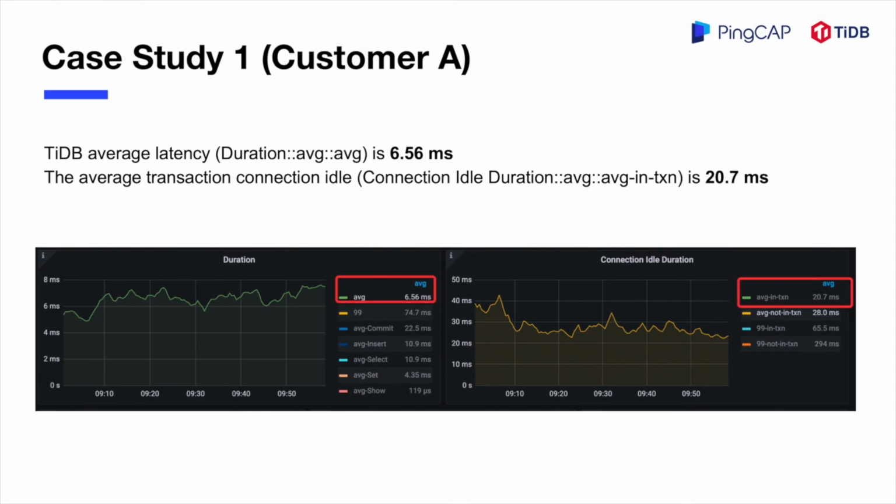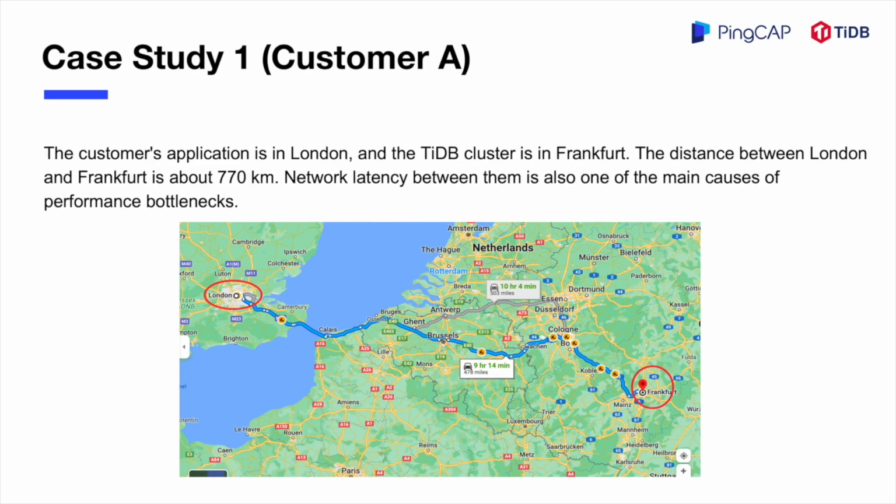From the monitoring, we can see that the TiDB average latency is about 6.56 milliseconds, and the connection idle duration is about 20.7 milliseconds. Have you noticed that the connection idle duration is significantly higher than the TiDB average latency? This observation suggests that the current bottleneck may be located outside of the database. So why do we determine that the bottleneck is outside the database?